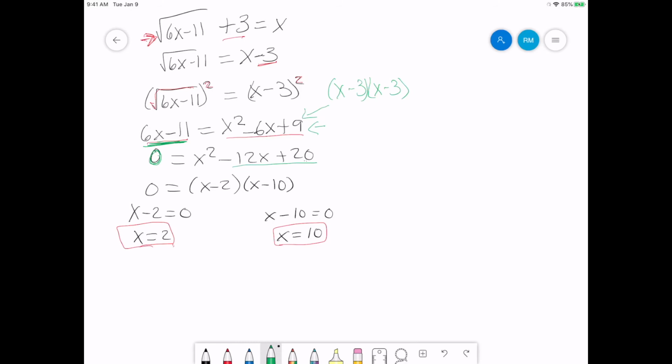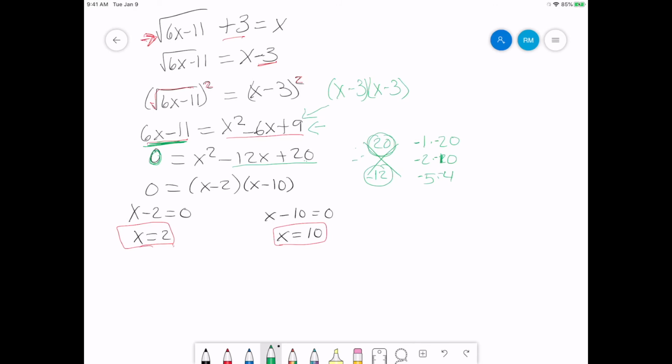Now they are factoring this equation. So if we airplane it, I know that 1 times 20, 2 times 10, and 5 times 4. So in order to get a positive number here and a negative number here, both of these have to be negative.